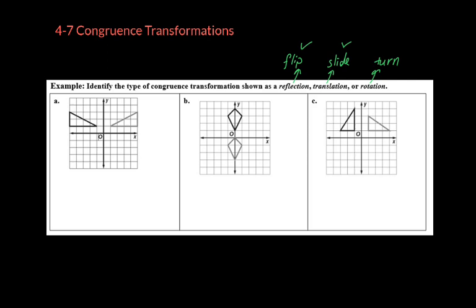So let's look at the first one here. The original figure is in the second quadrant. One side is 2 units, the other side is 4 units. After a form of transformation, we have this figure right here. One side is 4, the other side is 2. So that means the triangles are identical. So it should be one of these: reflection, translation, or rotation.